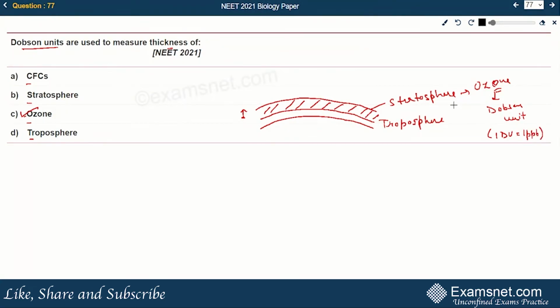Okay. Now, what is CFCs? CFC is an ozone depleting substance, and these are released from our household items such as refrigerators, aerosol sprays, air conditioners, etc. Okay. So, got this?